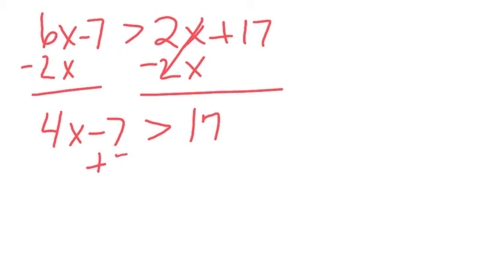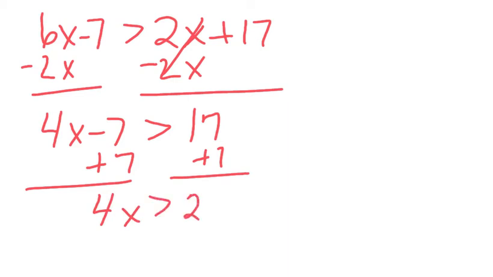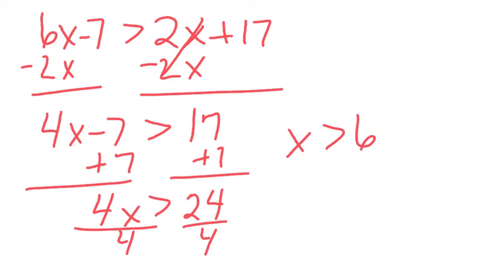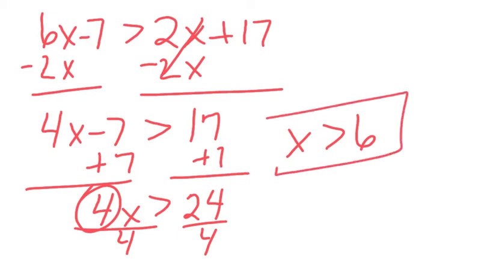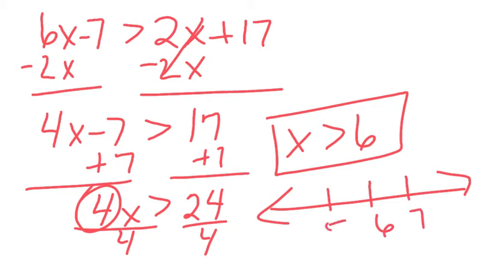Now you do plus 7, and you have 4x is greater than 24. Now you divide by 4, and you have x is greater than 6. This time the sign didn't flip because there's no negative with that x. When there's a negative with the x and you multiply or divide, the sign is going to flip. There's that answer. Then of course you have to graph it. 6, 7, 5. What kind of circle? Empty. Headed this direction. Great.